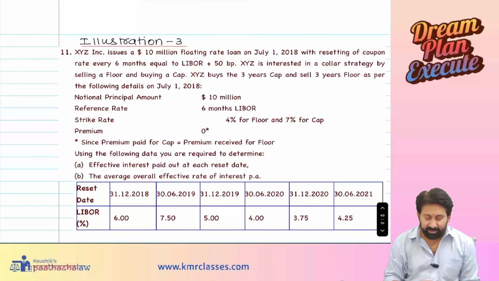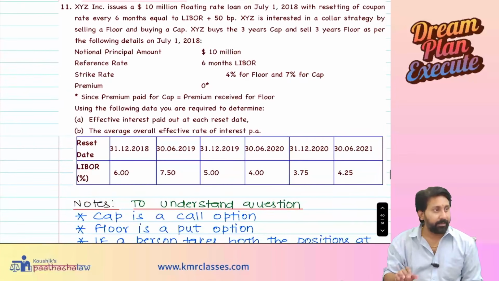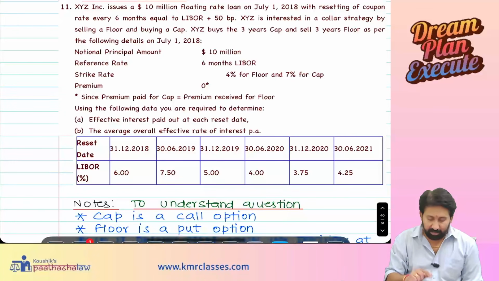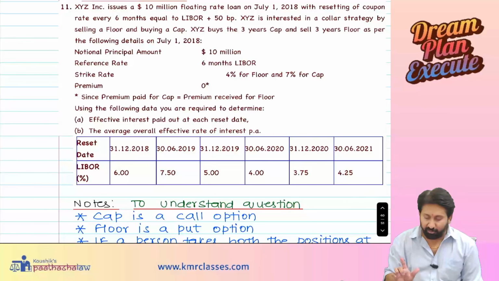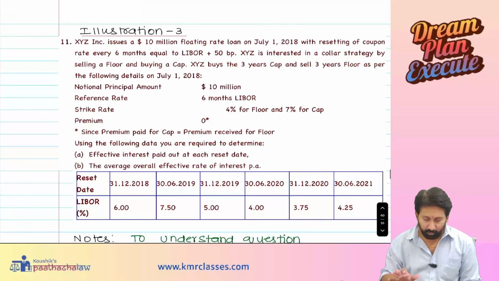Using the following data, you are required to determine the effective interest paid at each reset date, and the average overall effective rate of interest per annum. Reset dates are given for 3 years, with a 6 months gap, because it is a 3 years cap and 3 years floor. For the reset periods, LIBOR rates are also given: 6, 7.5, 5, 4, 3.75 and 4.25.